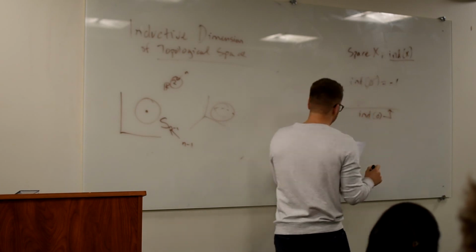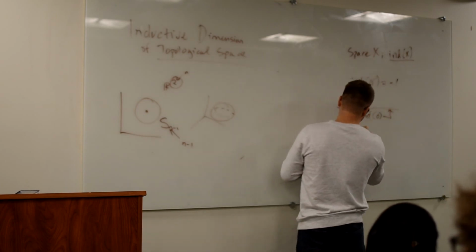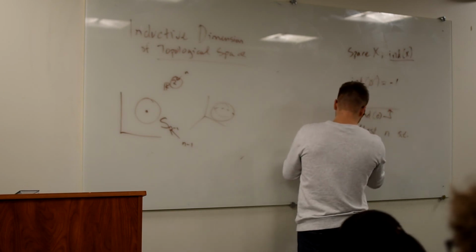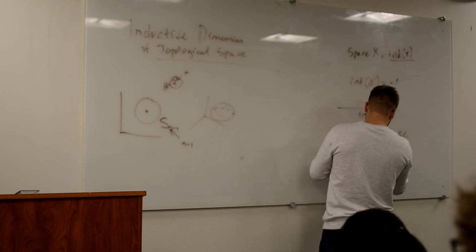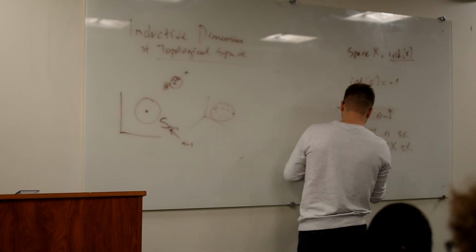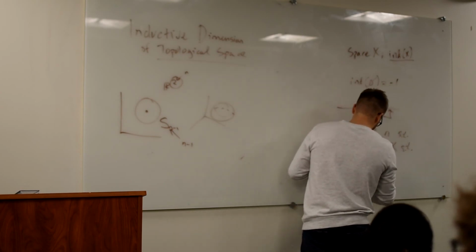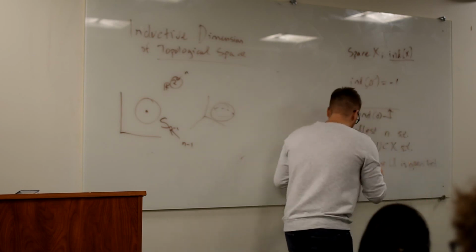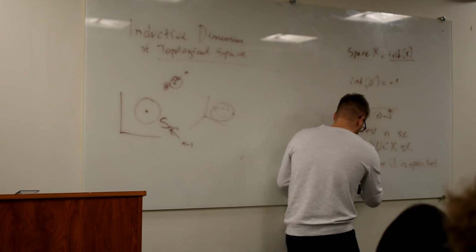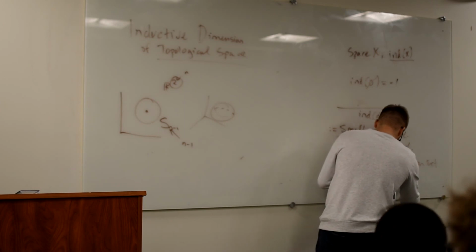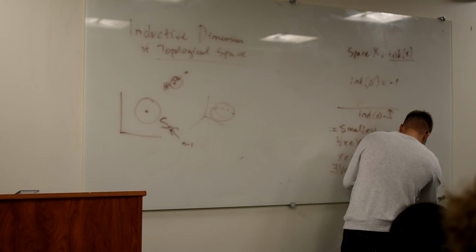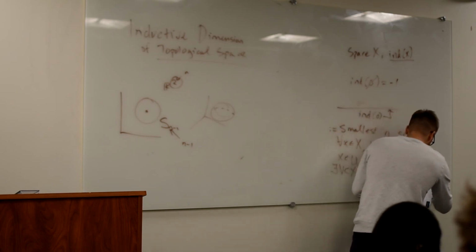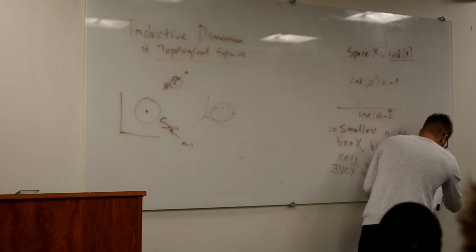So for our space X, we can define the inductive dimensionality as the smallest n, such that for every point in our space, and then for every open set U in our space that contains that point, oh, I said neighborhood, I meant an open set. We also have an open set V, such that the closure of V is inside of our open set U, and the inductive dimensionality of V is less than or equal to n minus 1.